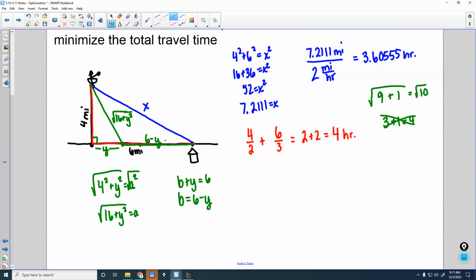Okay, so we're not just concerned with distance, though, because if we just want shortest distance, we'd just go diagonal, right? We care about the time. So if we write an equation for our time here, we need our distance rowing. Our distance rowing is square root of 16 plus y squared, and we have to divide that by 2 because she is rowing at 2 miles per hour. And then we would have our distance walking, which is 6 minus y. We would have to divide that by 3 because she's walking at 3 miles per hour.